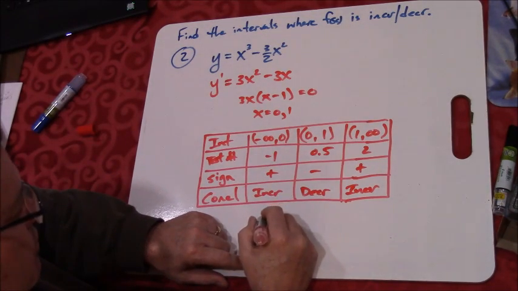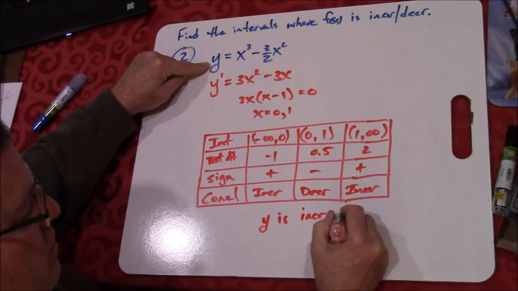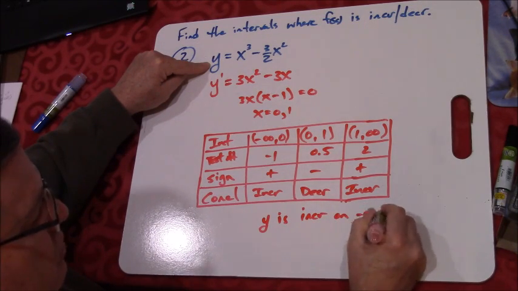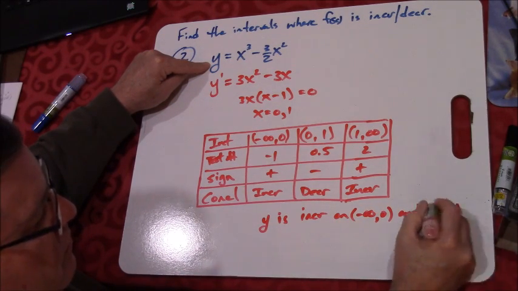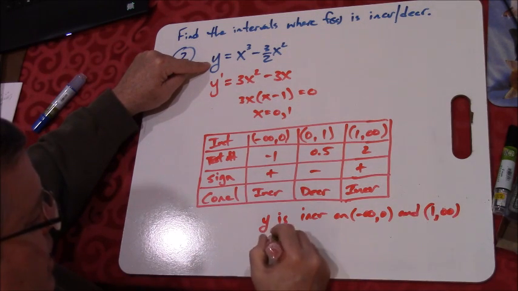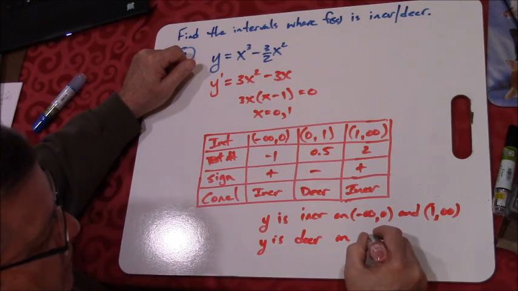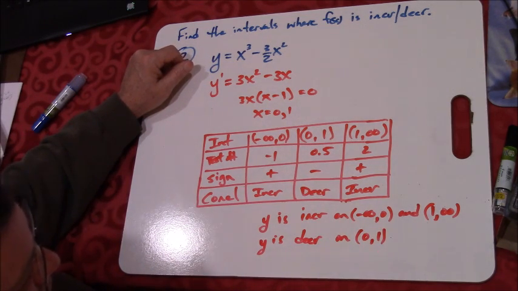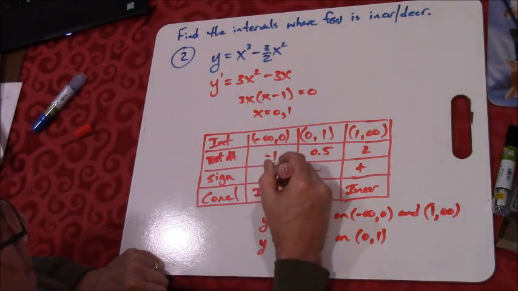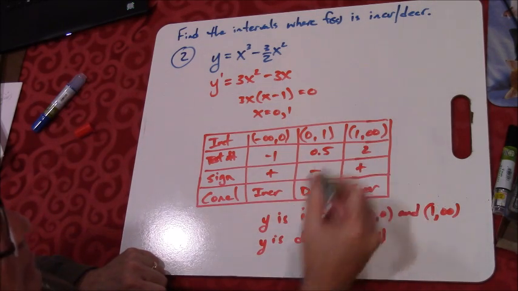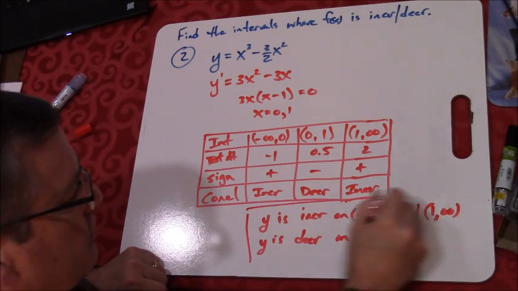So this function, y, is increasing on the interval -infinity to 0 and 1 to infinity. And y is decreasing on the interval 0 to 1. So the moment you see this right here, you know that your function's going up, then it turns and comes down, and then it turns and goes up again. All right? There's my answer.